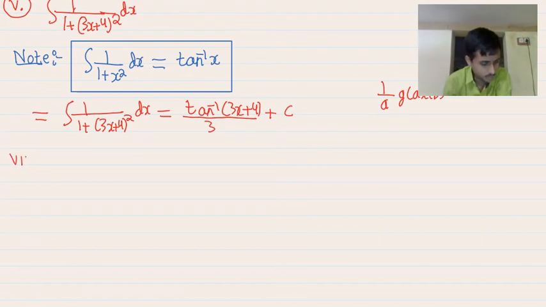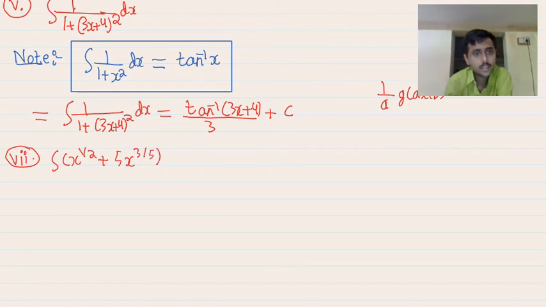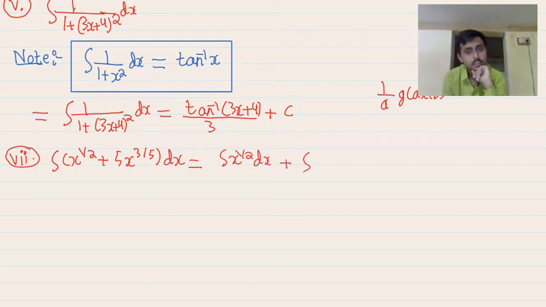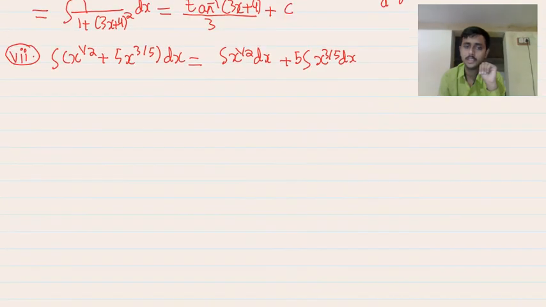The next question would be the integration of x to the power 1 by 2 plus 5x to the power 3 by 5 with respect to x. So this becomes integration of x to the power 1 by 2 dx plus 5 times x to the power 3 by 5 dx. As 5 is a constant, we simply put it outside of the integral sign.